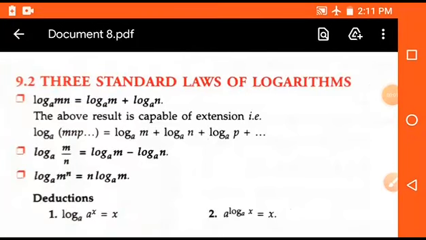In this session, we will study a chapter which is named Logarithm. It is the most important chapter according to your syllabus. So first of all, we will discuss some important formulas related to logarithm.